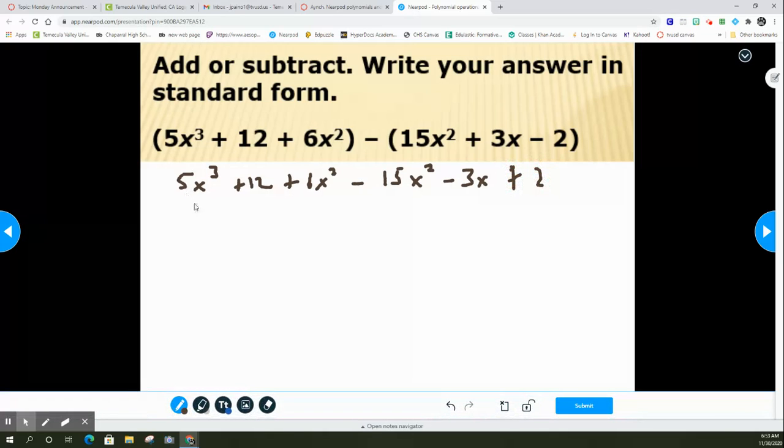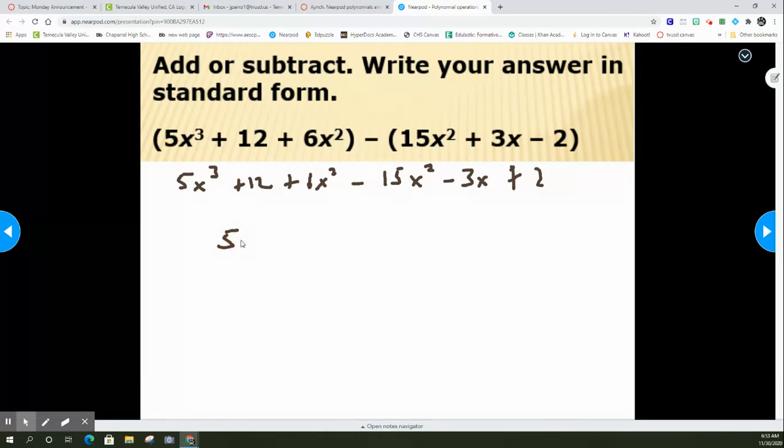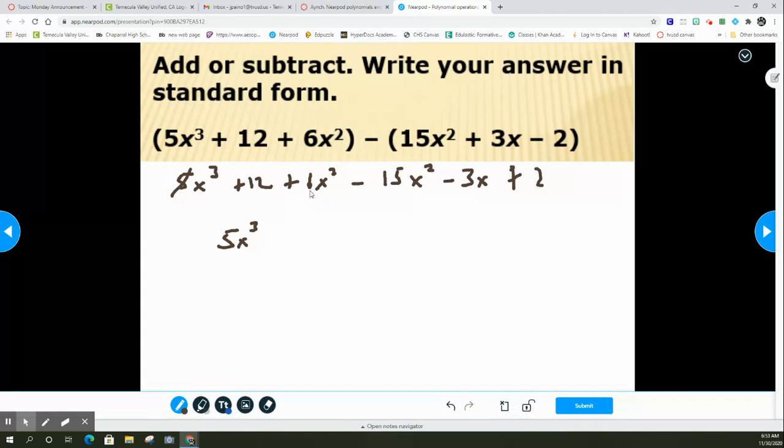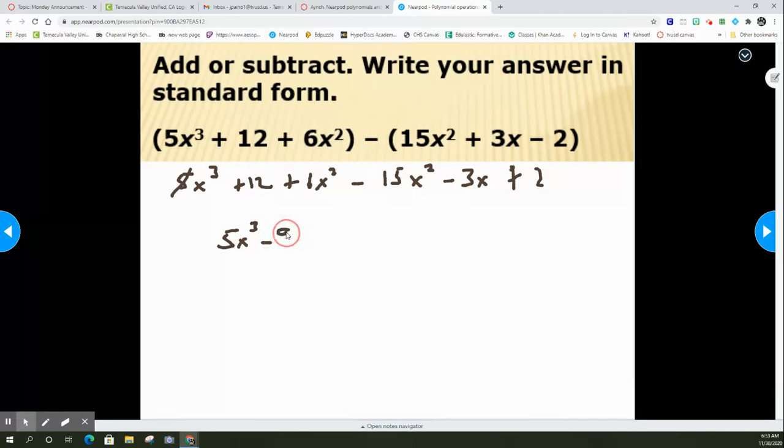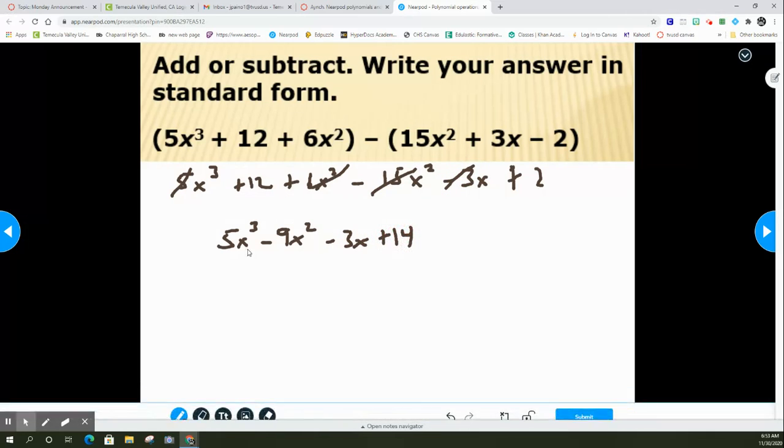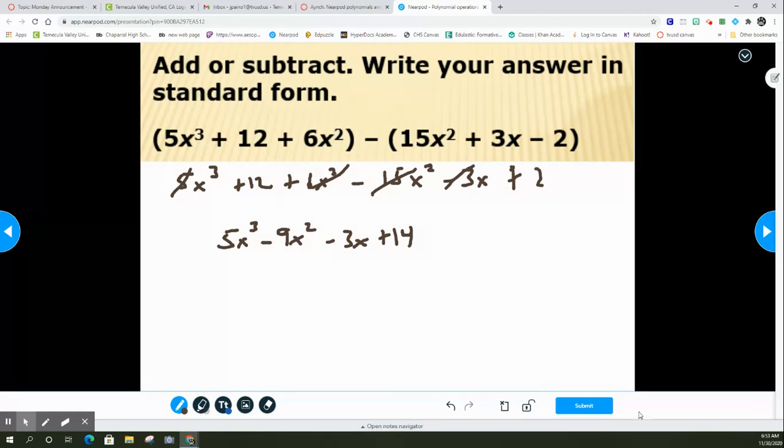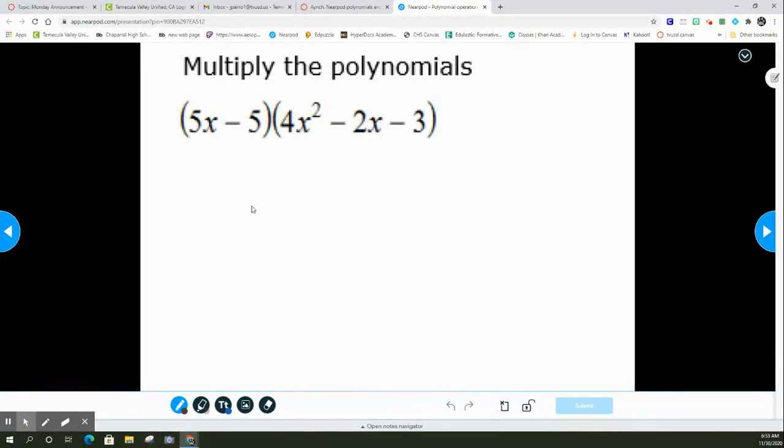Starting with the highest exponent first, so 5x cubed. There's only one x cubed term, so nothing to combine it with. I have two quadratic terms, 6x squared minus 15x squared. That's negative 9x squared. And I only have one linear term, minus 3x. Then I have two constant terms, 12 plus 2 is 14. So my final answer, 5x cubed minus 9x squared minus 3x plus 14. Hit submit.